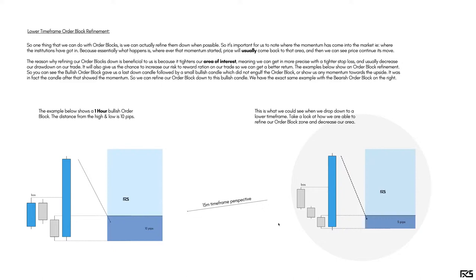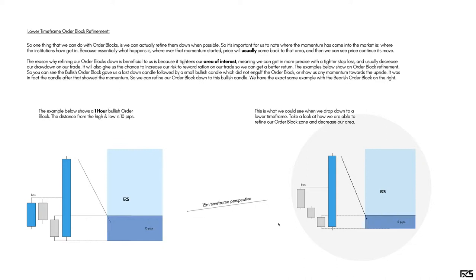Lower time frame order block refinement. So now that we've touched base on order blocks, we can get into how we can refine them down and be more precise with our trades. So the first thing that we need to do with order blocks is we can refine them down when possible.